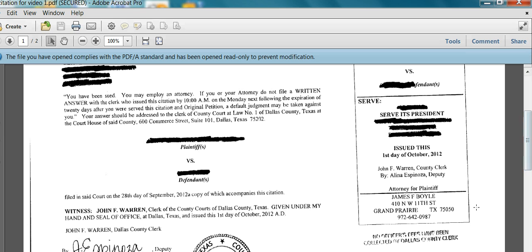I'm going to pause the video here, and we're going to go on. Well, before we do, if you look over here, it also tells you, and this cursor is a little bit hard to see, when the lawsuit was filed. This particular lawsuit was filed September 28th of 2012. And the citation was issued sometime later, October 1st of 2012.